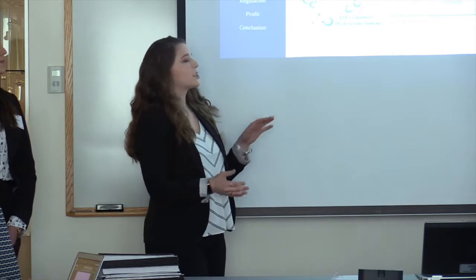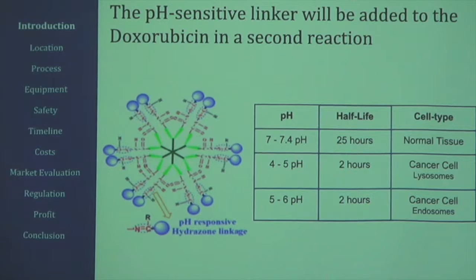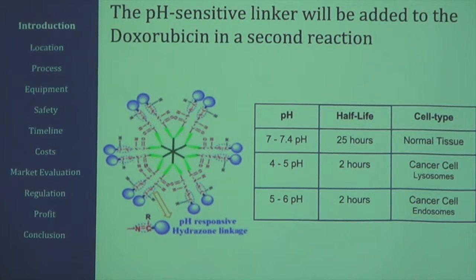And lastly, this is just some research that we came across that proves the stability or instability of the pH-sensitive linker. So a study was done with the one that we intend to use, and this was the data that they released. So there was a 25-hour half-life without the pH-sensitive linker, and a 2-hour half-life in between 4 and 6 pH. So we know that the polyglycerol will be able to travel throughout the body for at least 25 hours until it reaches that acidic pH.